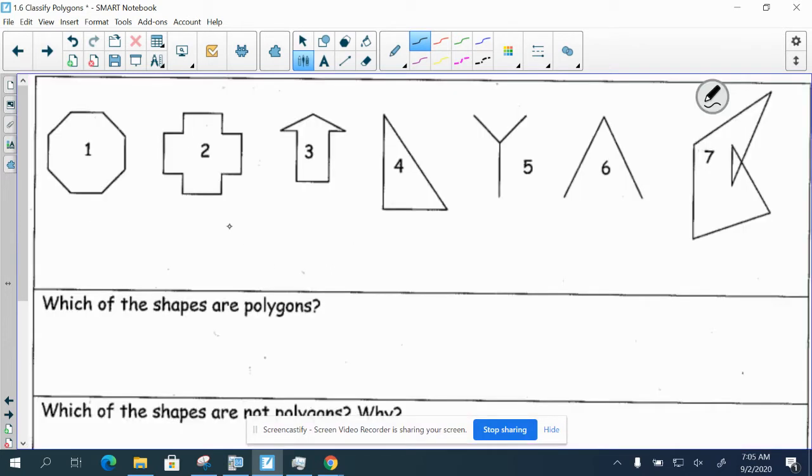So let's look at some examples. It says, which of the shapes would be considered polygons? Pause for a minute and decide which ones would be considered polygons. All right, so number 1, number 2, number 3, and number 4 would be considered polygons, because they're all closed figures and they meet the other requirements. These 3, however, would not be considered polygons because they're not closed. And number 7 has an overlapping segment here. So 1 through 4 are polygons, and the ones that are not are 5 through 7.